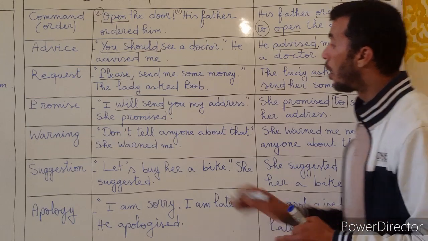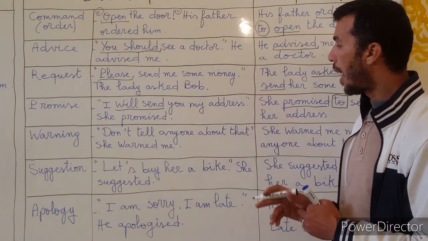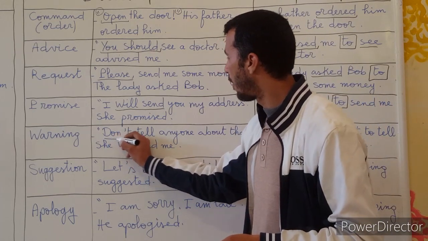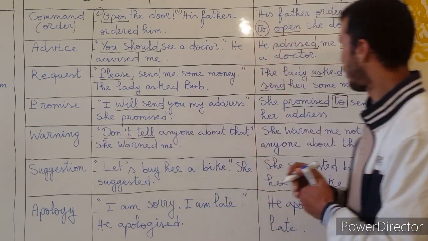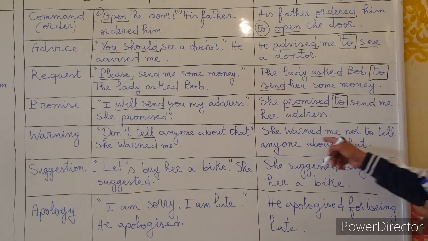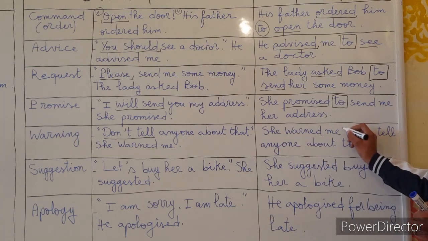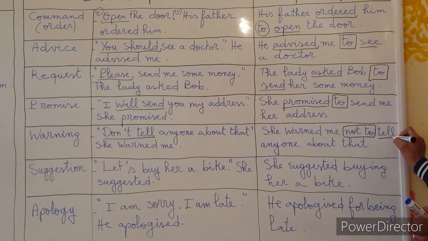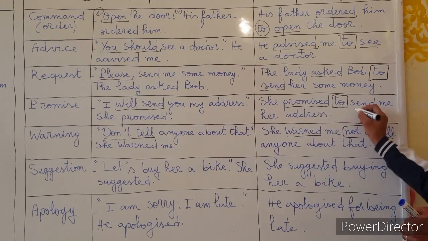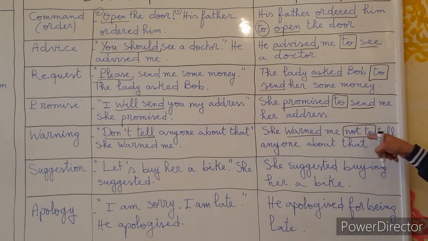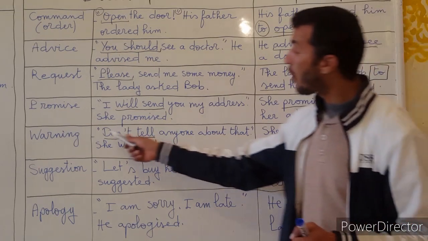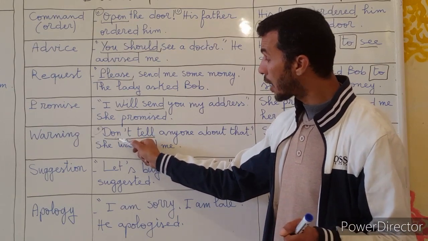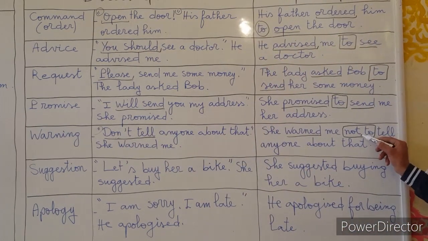Warning. Don't tell anyone about that. She warned me. What is the expression of warning? Don't tell. So, what do we have here? She warned me not to tell. So, whenever right after the inverted commas we have an expression that starts with "don't," this "don't" becomes "not to."